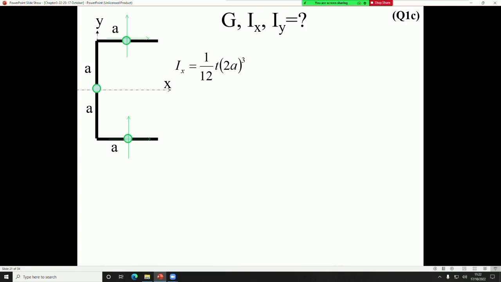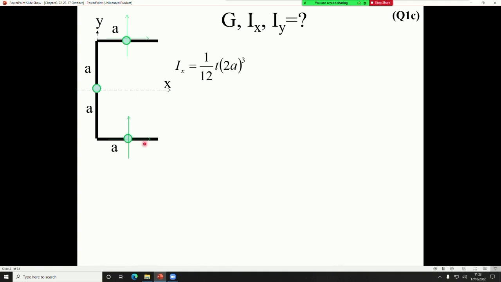Now Ix for the vertical one, sorry. So for the vertical one, the width is equal to T, the height is equal to 2A. So we have 1 over 12, B, which is equal to T, multiplied by height to the power of 3. So this is for the vertical panel. My question for you is, do we need the parallel axis theorem for the vertical panel? I have drawn for you the local axis for each of these. So this is the x of this vertical panel, which is collinear with this x. Do we need the parallel axis theorem? No, very good. So this is for the vertical one.